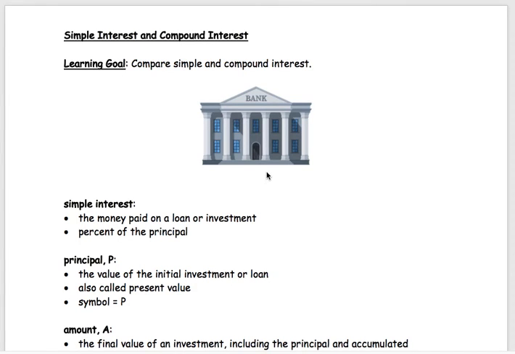Welcome to the simple interest and compound interest lesson. So we are now starting our finance unit. All right, so today's learning goal is we're trying to compare and differentiate between simple and compound interest.